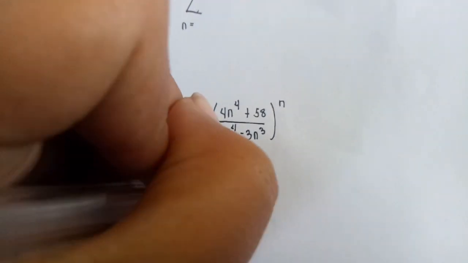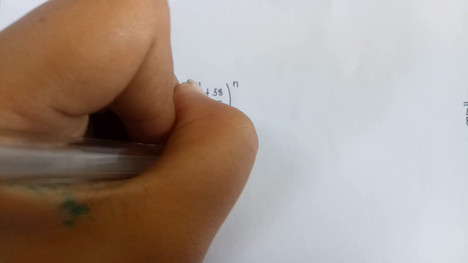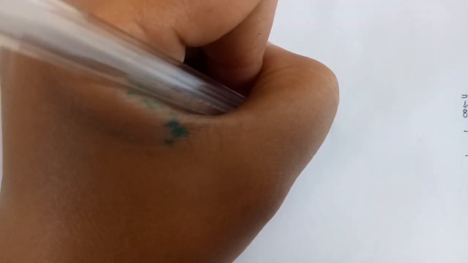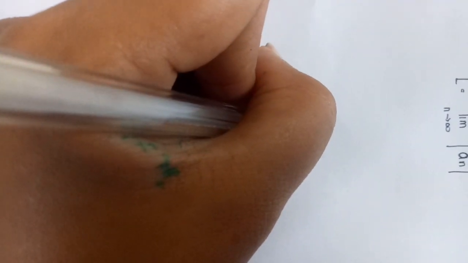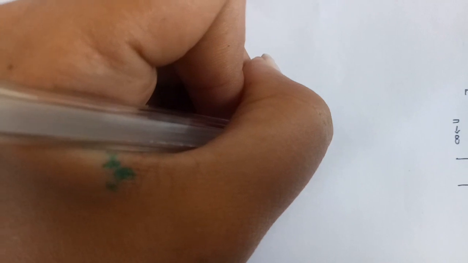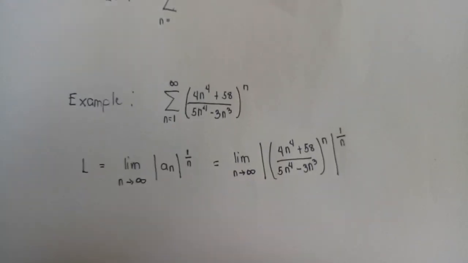So that becomes L equals the limit as n goes to infinity of the absolute value of 4n to the power of 4 plus 58 divided by 5n to the power of 4 minus 3n cubed, and all of these are raised to the nth power, and these are raised to the power of 1 over n.